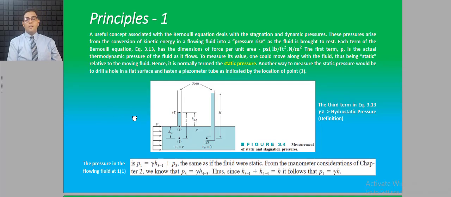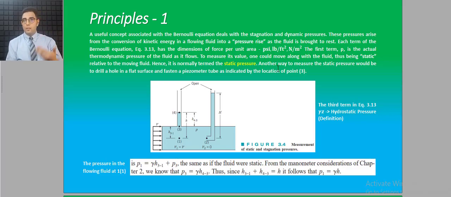The concept which is associated with the Bernoulli equation is dealing with stagnation as well as the dynamic pressures, which means along a streamline, as we are moving from this section to this part, pressure rises. The pressure rise is burdened with the changes in kinetic energy until it reaches the rest.